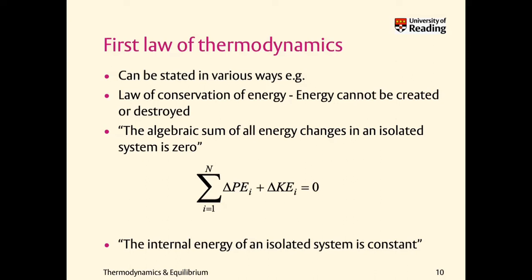So what's the first law of thermodynamics? Well, this is what is often known as the law of conservation of energy, which means that energy cannot be created or destroyed. And what it means in terms of the concepts we've learned about today is that the algebraic sum of all the energy changes in an isolated system is 0. And this means that the internal energy of an isolated system is constant.